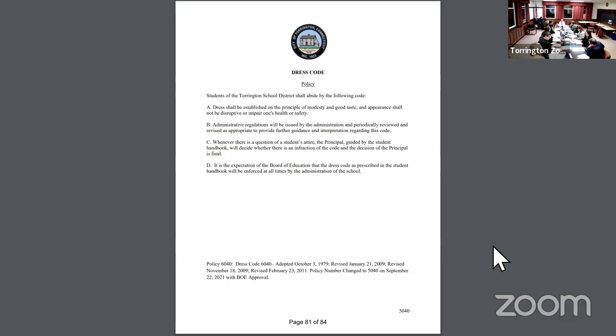So I thought it would be good for us, because I'm sure I'm not the only one that hears concerns from staff and parents and students all the time about dress code violations. Our board policy says it is the expectation of the Board of Education that the dress code as prescribed in the student handbook will be enforced at all times by the administration of the school. And clearly it has not consistently been followed. And so there were changes made. I just thought it would be instructive for us to look at what those changes were. If we were going to look at revising our policy, we may want to know where we had come from and where things currently are. So the information you brought was consistent with what I found, and I think it's helpful.